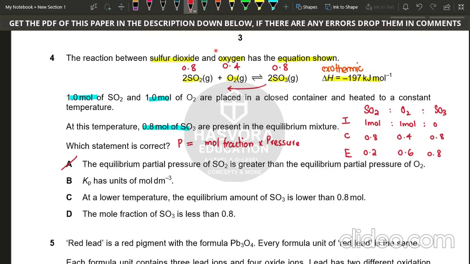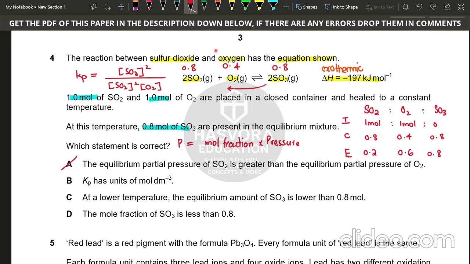Now you can clearly see this, you can just form the expression. It is products over reactants. So it is SO3, and the quotient becomes the power, so it will be squared. This means mol^2 dm^-6. And we have SO2, the quotient becomes the power, and times O2.